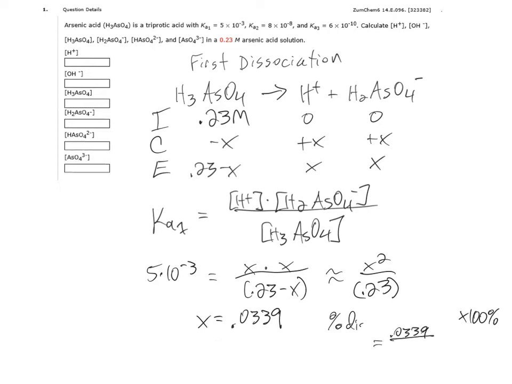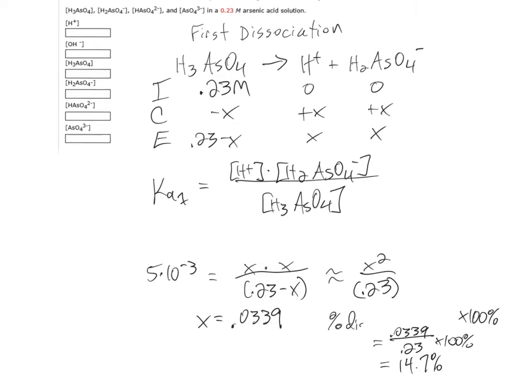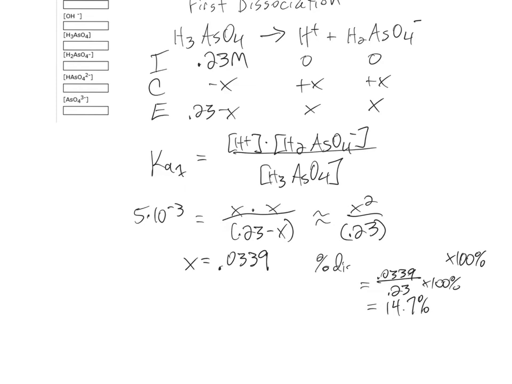So 0.0339 over 0.23. And in this case, it works out to be 14.7% dissociated. That is above our threshold. The threshold is 5% for making the mathematical assumption. And so we do indeed have to go back and use our solver feature.